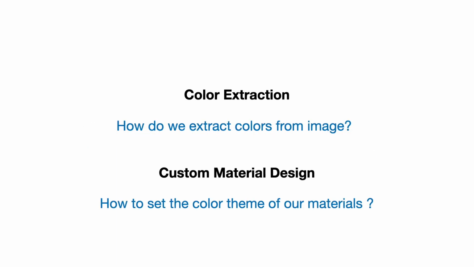Now we have to crack those things to implement them in my product. We need two key points. The first one is color extraction. We have to extract the colors from the image to apply those colors to our components. And the second one is the custom material design. With the color palette extracted in the previous step, we have to make our own material theme. Let's take a look at the techniques that I used step by step.